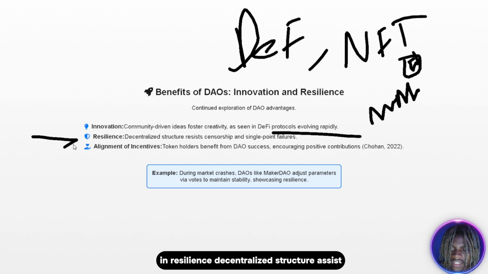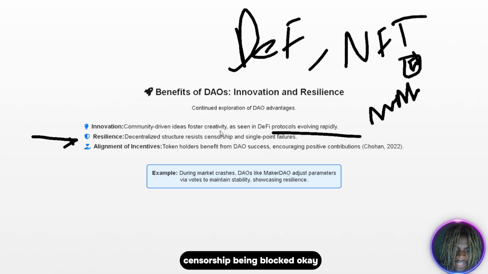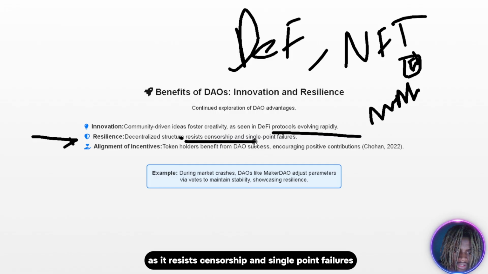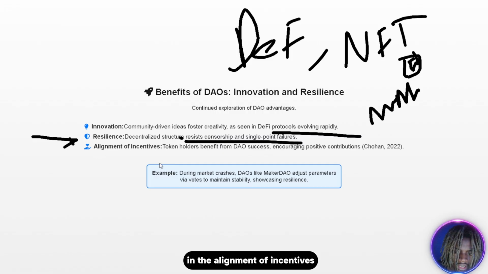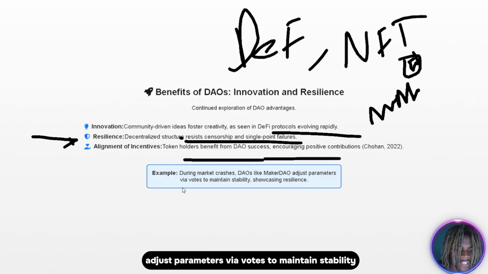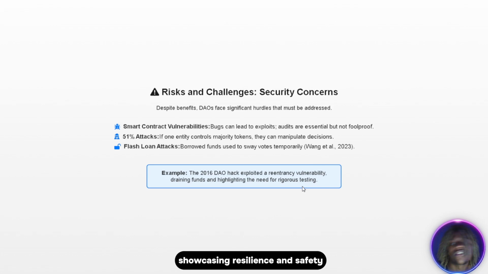And resilience. Decentralized structure resists censorship and single points of failure. And in the alignment of incentives, token holders benefit from DAO success, encouraging positive contributions. And during market crashes, DAOs like MakerDAO adjust parameters via votes to maintain stability, showcasing resilience and safety.